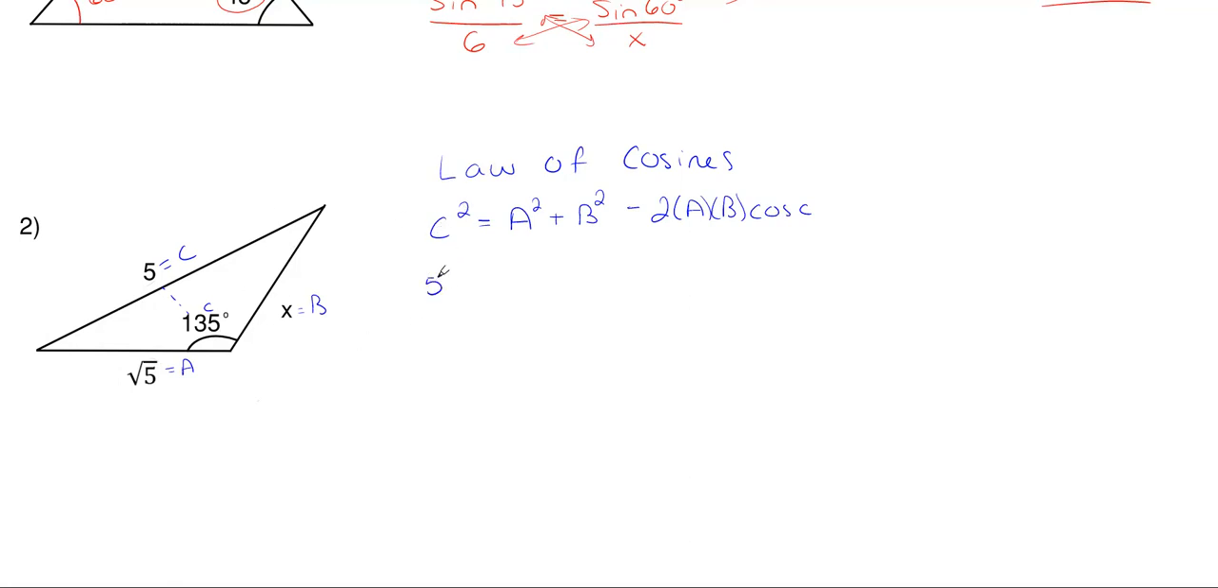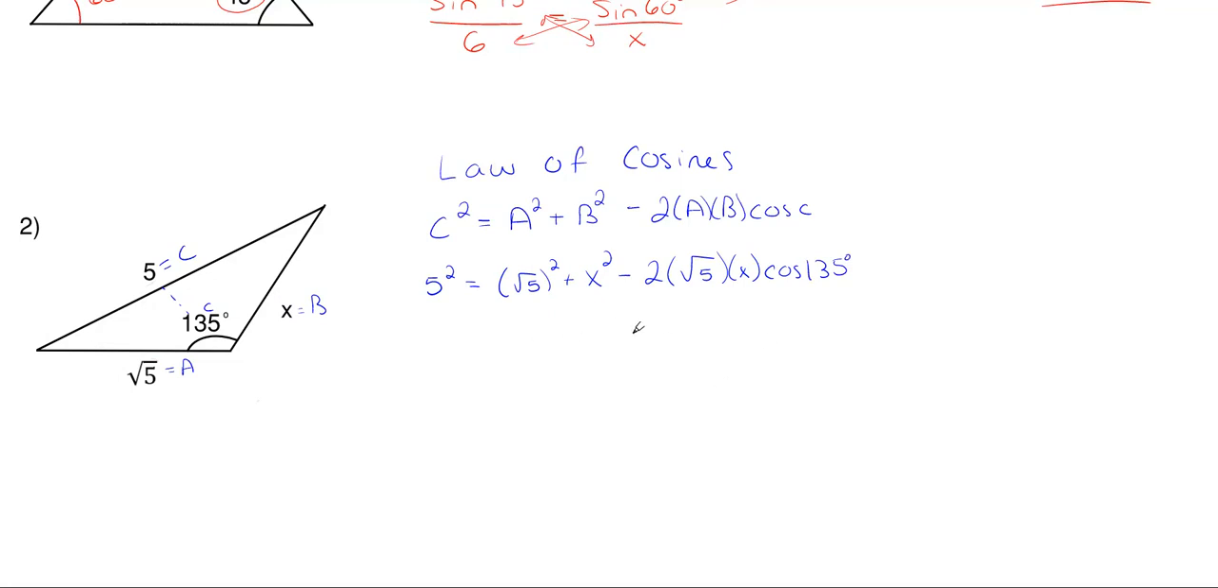So I would have 5 squared is equal to the square root of 5 squared plus x squared minus 2 times the square root of 5 times x times the cosine of the angle that's opposite my side of 5, which would be 135 degrees.